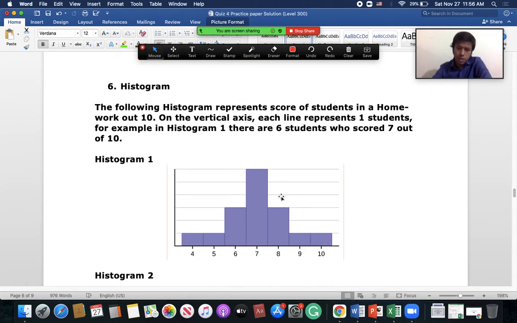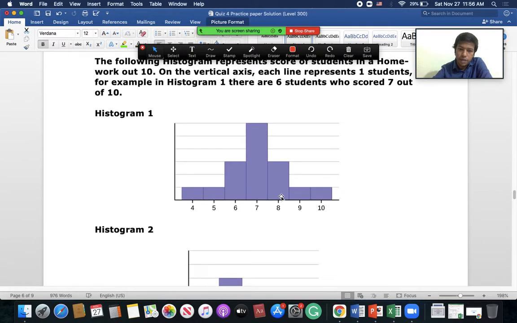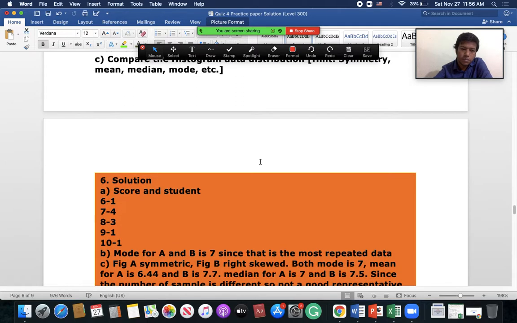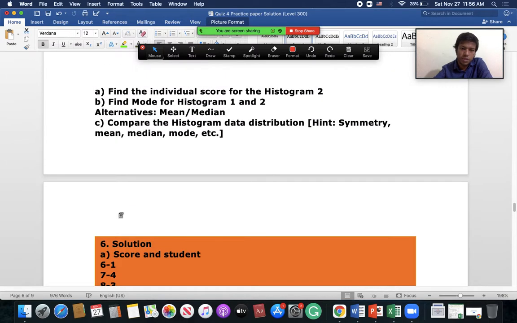Now this is the histogram given, and from this histogram we can first extract the data. How many people got 4? 1 person. How many got 5? 1 person. Then 6 comes 2 times, 6, 6, then 7, 7, 7, 7, 7, 7, like this. In this way we can extract the data. For the other one, 6 comes how many times? 1 time. 7 comes how many times? 4 times.